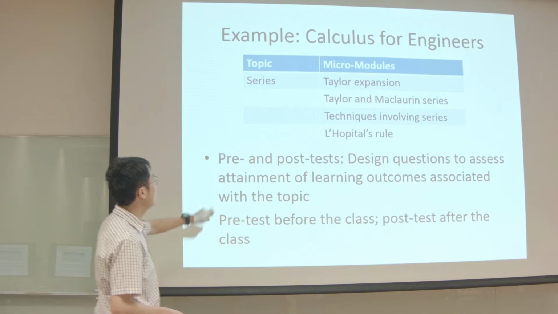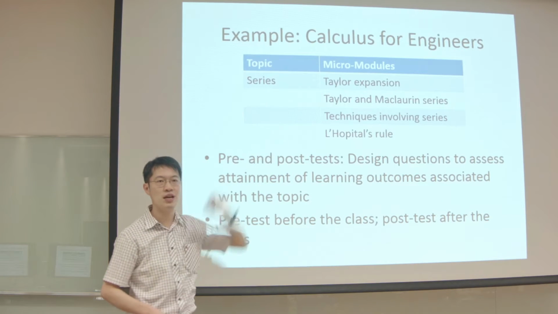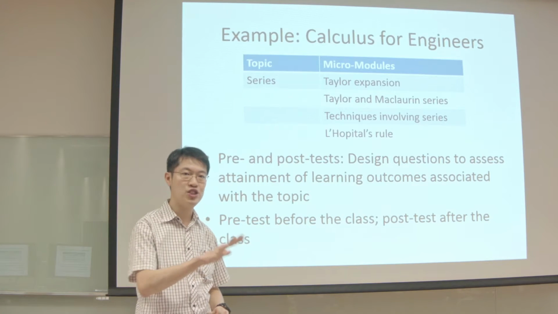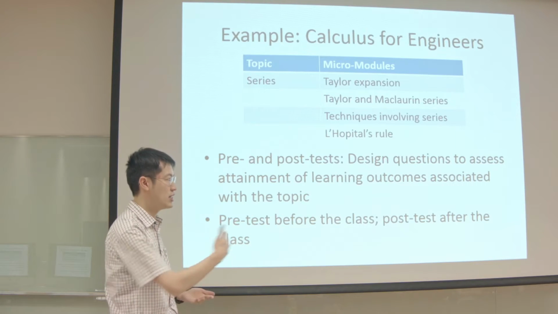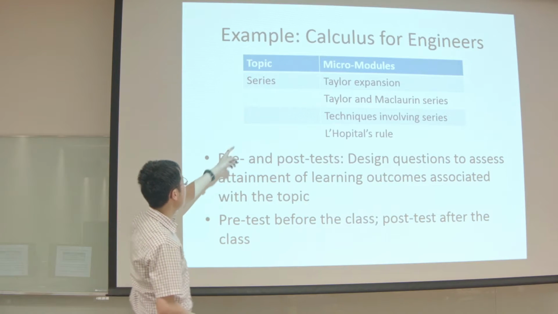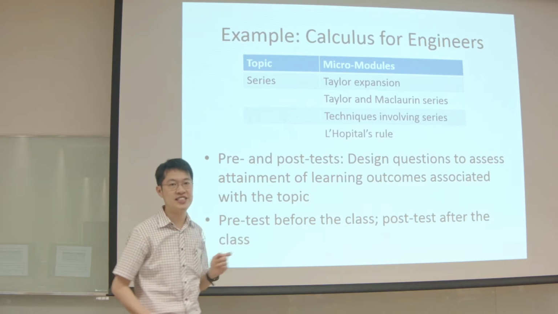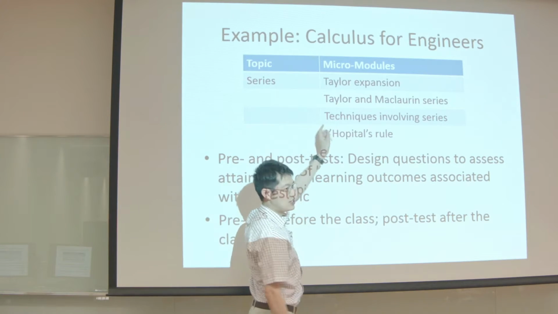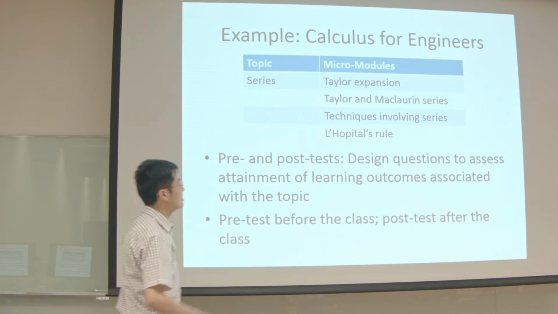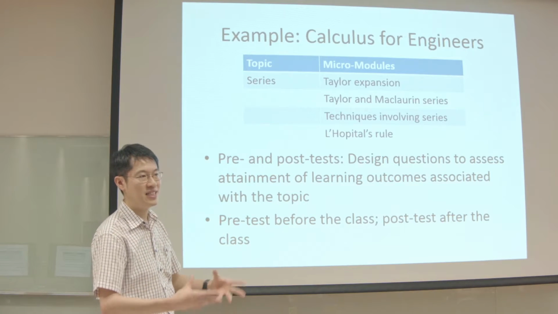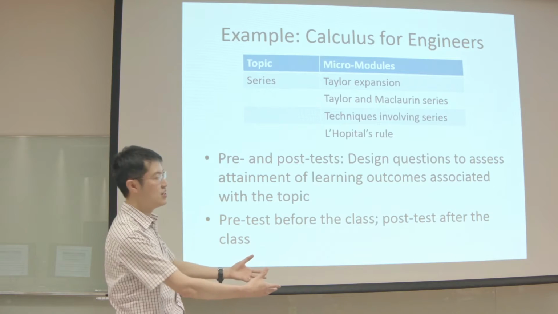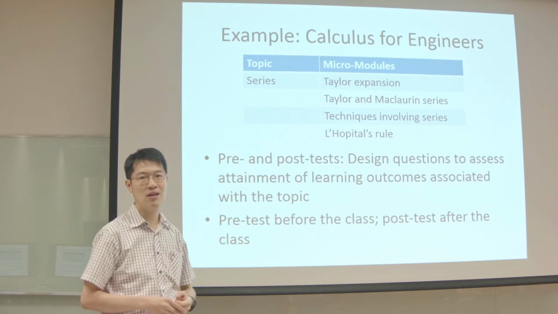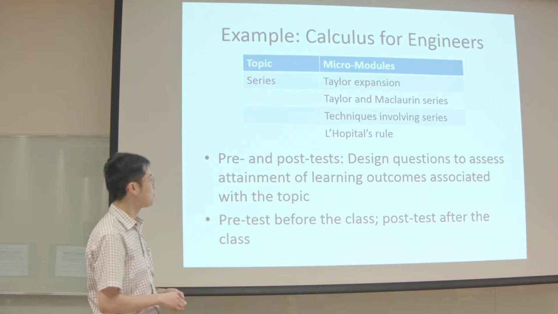So for example, here is the topic that I want to put out as a micro module, okay? So my strategy now is the micro module, okay? I want them to watch videos. And say there is a topic on series, okay? And these are the micro modules on the individual subtopics. So maybe there is a 7-minute video explaining what is a Taylor expansion, and then another video explaining what is a Taylor and Maclaurin series, and so on, okay?